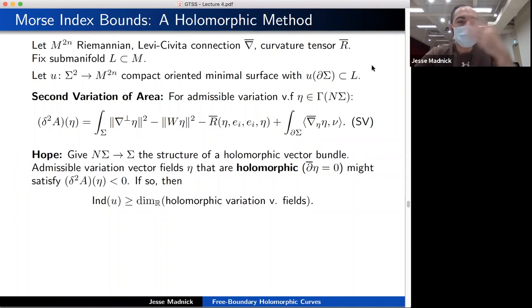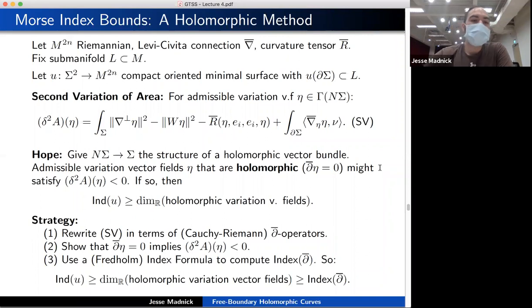And so what you hope for is that once the normal bundle is a holomorphic vector bundle, the admissible variation vector fields that are holomorphic sections are destabilizing. You hope that if you plug in a holomorphic normal vector field, you get a negative number here. These are directions in which the surface area decreases to second order. If this is the case, then the Morse index is at least the number of independent holomorphic variation vector fields. And then hopefully you could use some index theorem, some index formula, to get a lower bound on this number. That's the name of the game.